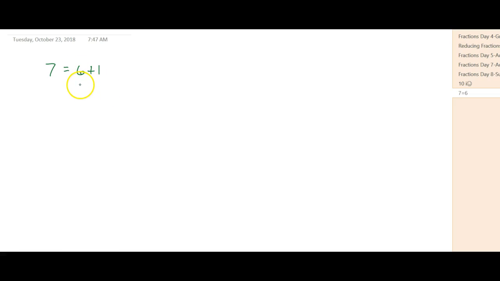So what I'm going to do is say that 7 is equivalent to 6, right? Then I'm going to change 1 to a fraction that will simplify to 1. So say 3 over 3. 6 and 3 over 3 is the same as 6 plus 1, which is 7.